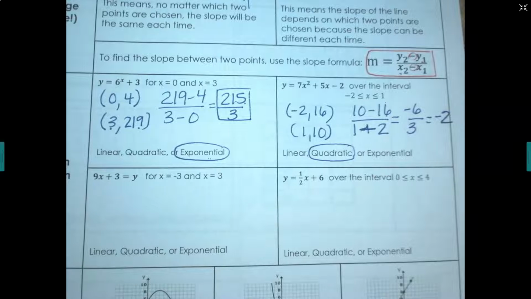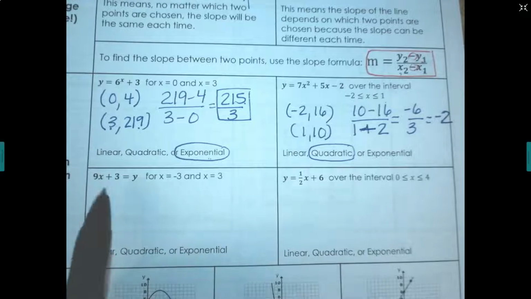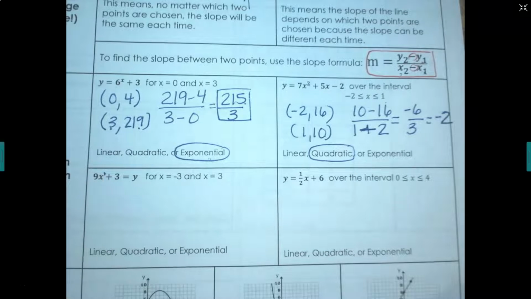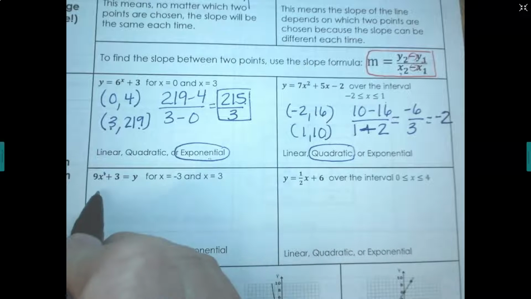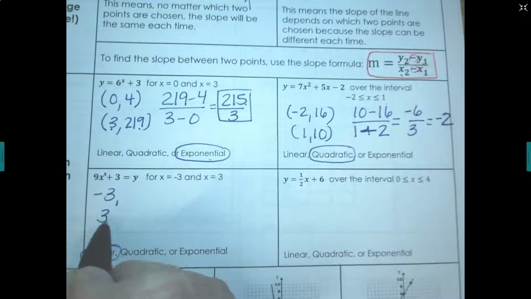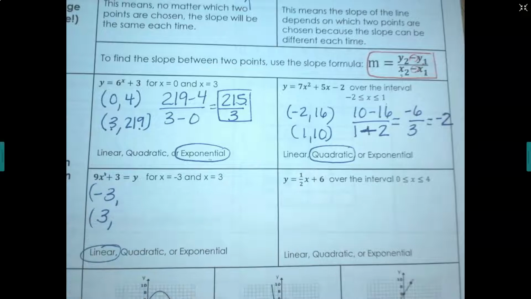All right, let's try this again. Go ahead and put your next equation into Desmos and come on back. All right, so we have 9x plus 3 equals y. The greatest exponent is a 1 on that x, which makes this linear. All right, so we're looking when x is -3, what's the y value, and when x is +3, what is the y value?